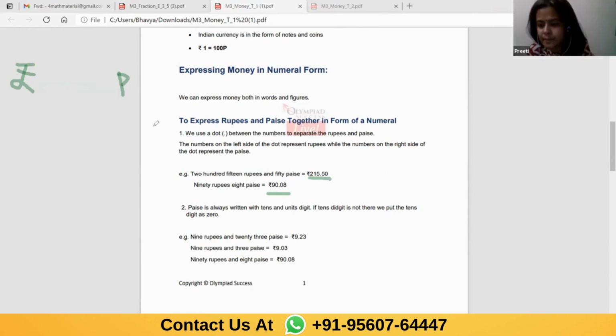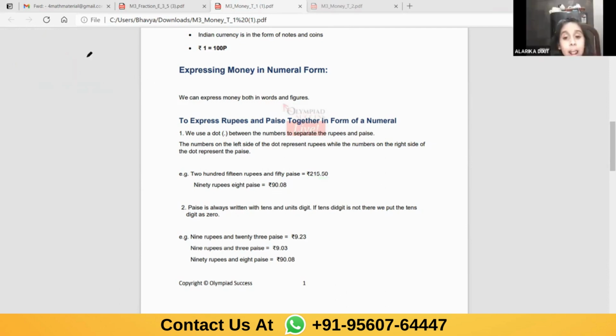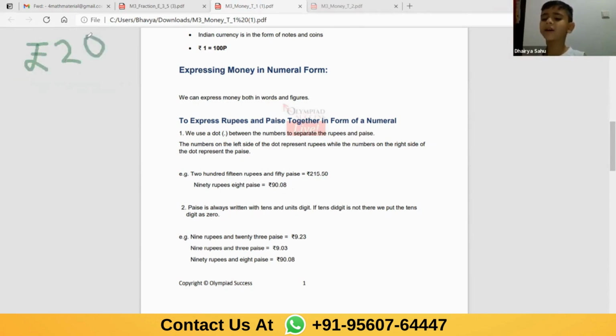are subtracted. Okay, suppose if I say write 20 rupees, how will you write? You will say, Ma'am, this symbol, and you will write 20. This is 20 rupees. The dot between the numbers, to separate rupees and paisa. We use a dot to separate the rupees and the paisa.